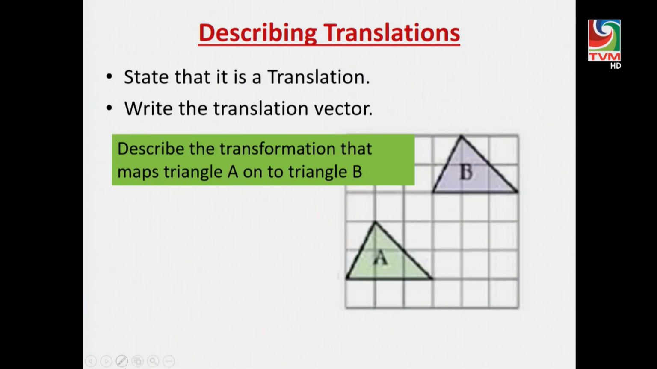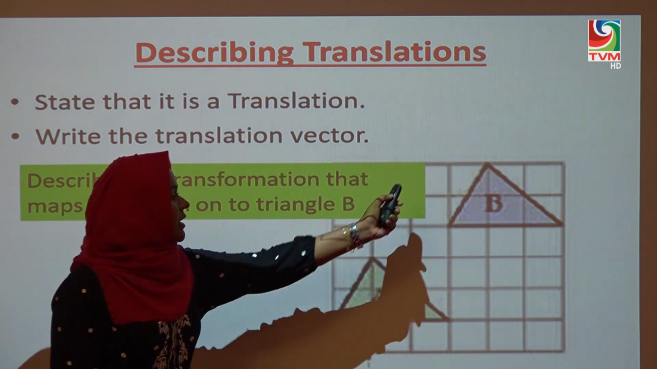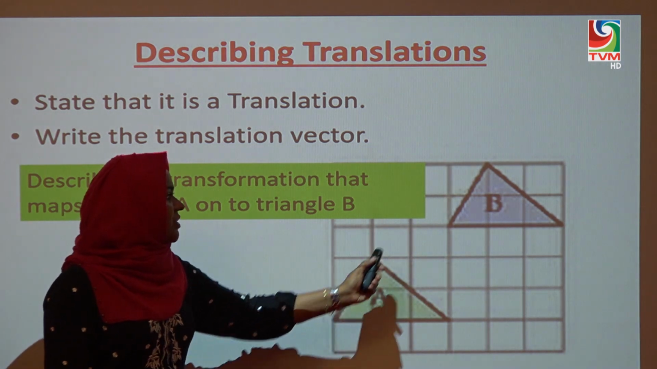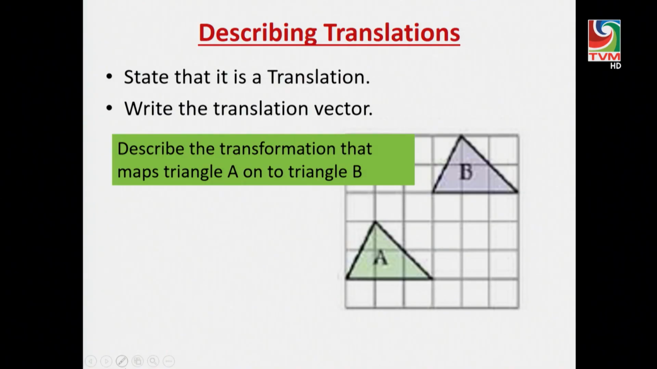Here's an example where you have to describe the transformation that maps triangle A onto triangle B. Now, triangle A onto triangle B means our object is triangle A and our image is B. The transformation it has gone through is translation. How do we know that it is a translation? Because the object and the image have the same size and the orientation is also the same. So, we know that it is a translation. That is the first point, state that it is a translation. Now, for the second point, write the translation vector, that is the movement.